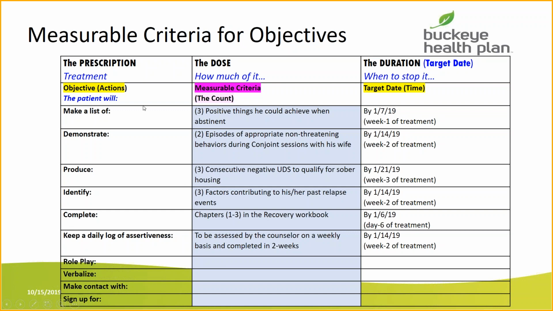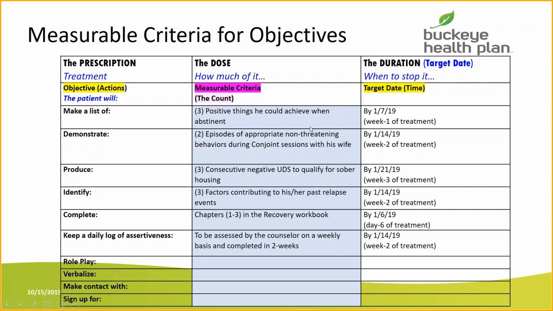So if you want to have measurable criteria, you have to have things that the patient will do: behaviors, learning, skills, and how much of it do you want to count before you can say they've got it. I think they've got it. And then lastly, how long? And that's going to be your target date for the objective.